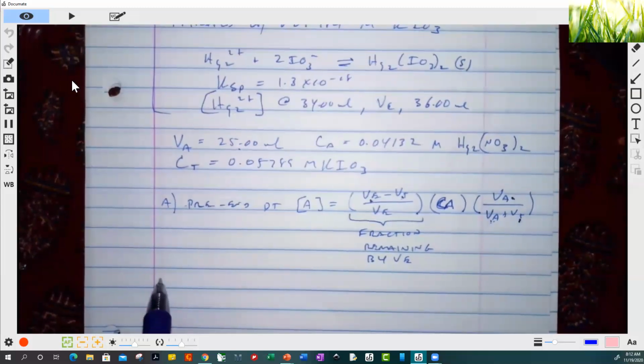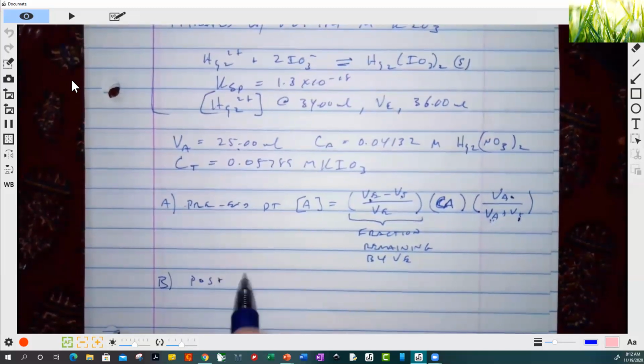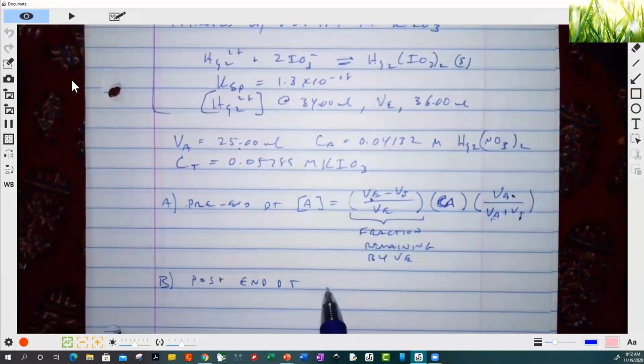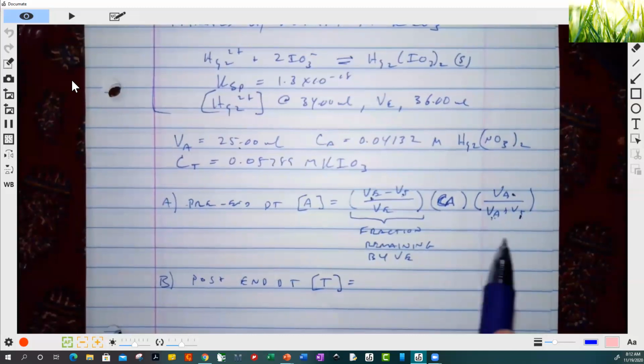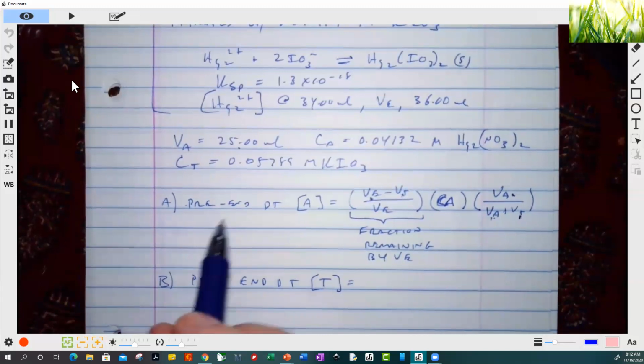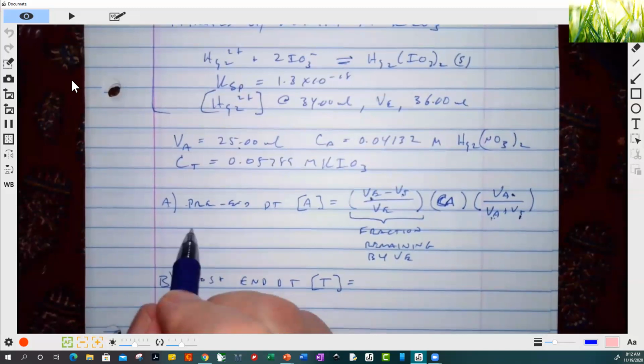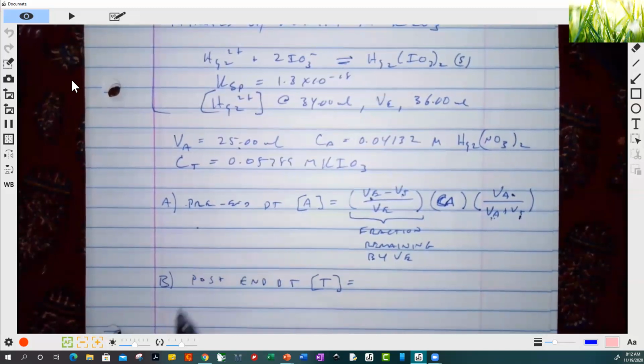Then let's make B post endpoint. And here we're actually going to solve for titrant first, because when you do this experiment, before the endpoint, in the flask that you're titrating into, you have excess analyte.